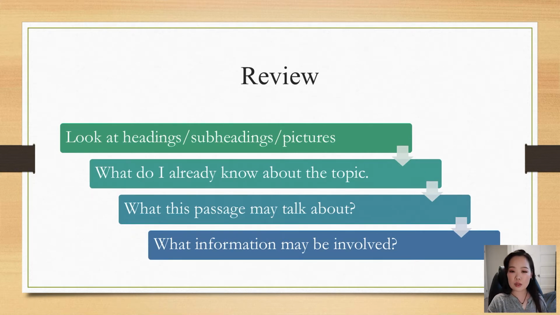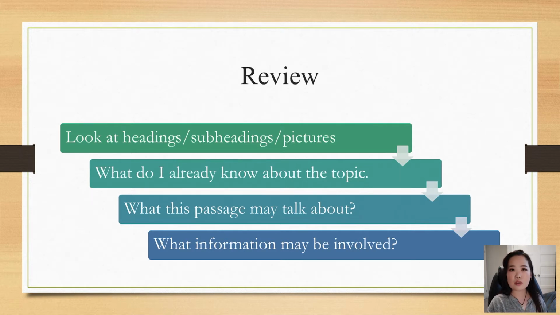The first thing I recommend students to do is to look at the headings, subheadings, and some pictures of the article to have a general idea of what this passage is about. And there are 3 questions that you should ask yourself while you're previewing the entire text. First, what do you already know about the topic? Using your existing knowledge about the topic while you're reading is crucial in understanding what the reading passage is trying to tell you. The second question you should ask yourself is what this passage may talk about.